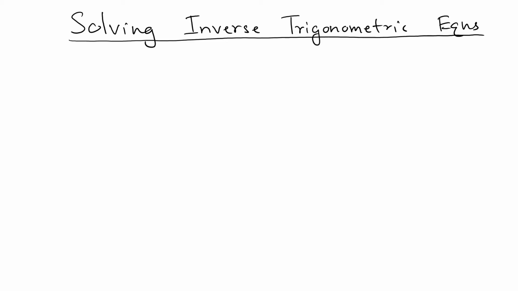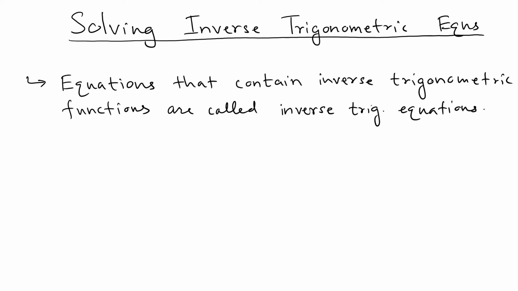In this video, we're going to learn how to solve inverse trigonometric equations. So what is an inverse trigonometric equation? Equations that contain inverse trigonometric functions are called inverse trigonometric equations. That's an equation which has some inverse trigonometric functions such as sine inverse, cosine inverse, tan inverse, secant inverse, cosecant inverse, or cotangent inverse.